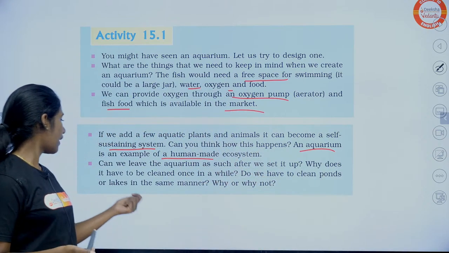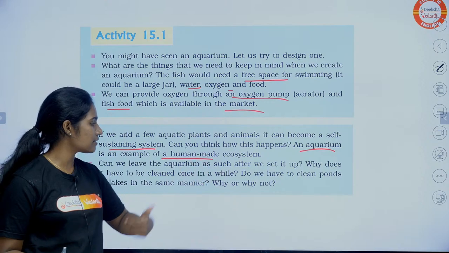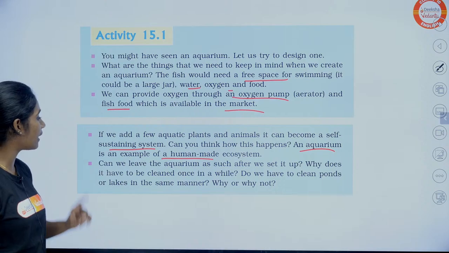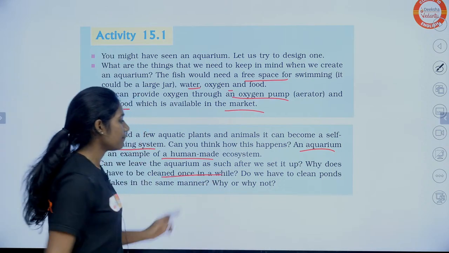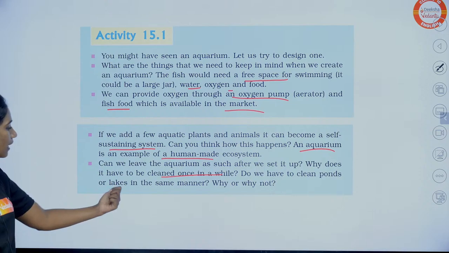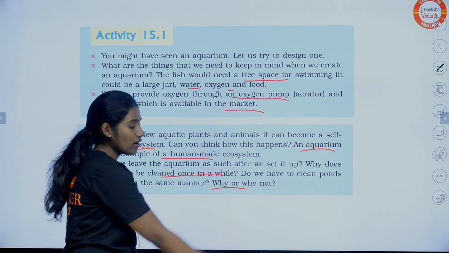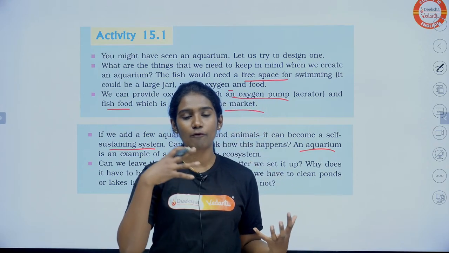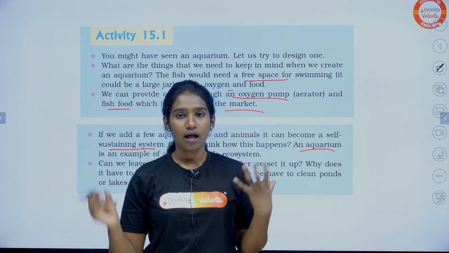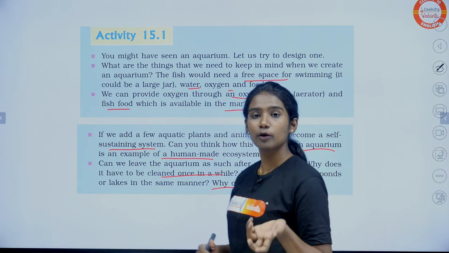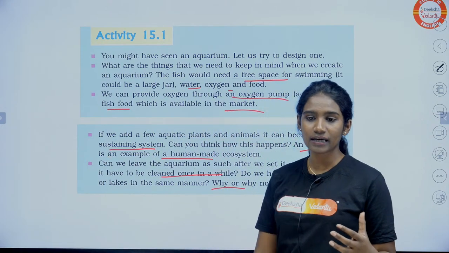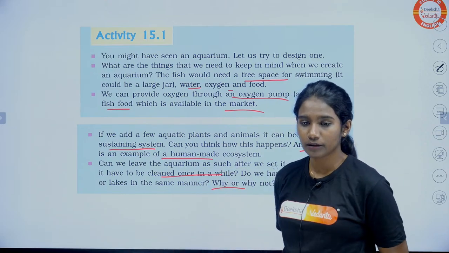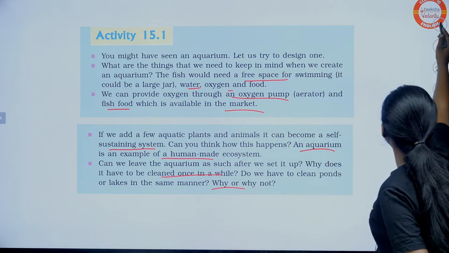An aquarium is an example of an artificial ecosystem, which is nothing but a man-made ecosystem, right? Can we leave the aquarium as such after we set it up? And why does it have to be cleaned once in a while? And do we have to clean ponds or lakes in the same manner? Why or why not? When you maintain an aquarium, you have to clean it again and again. But what about a pond? Do you think we clean that regularly? It is left as it is, but still it is maintained, right? How is that possible?